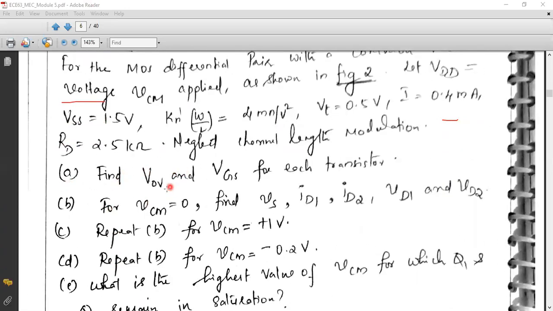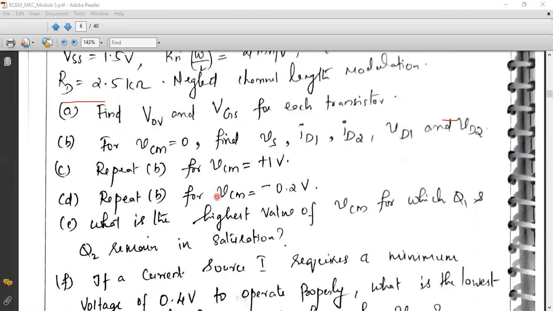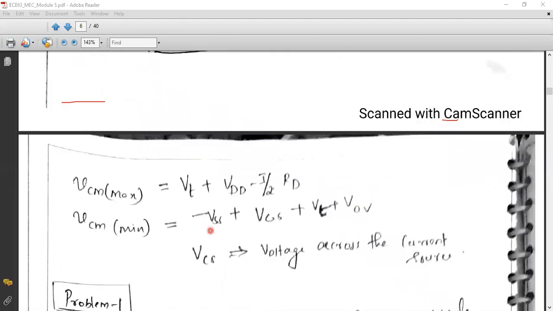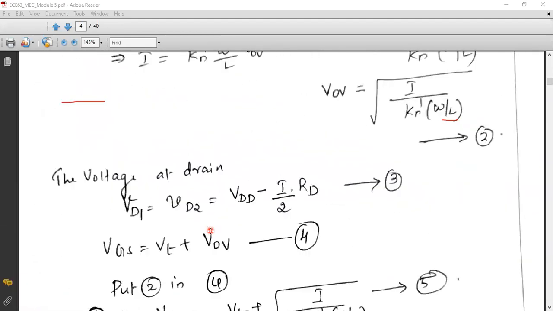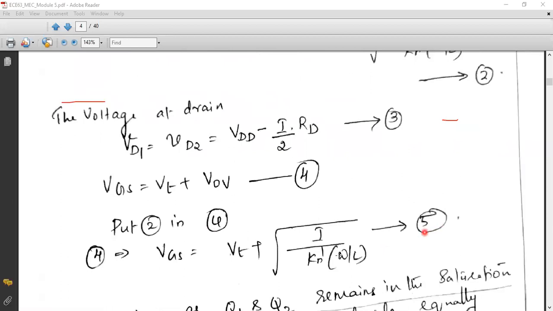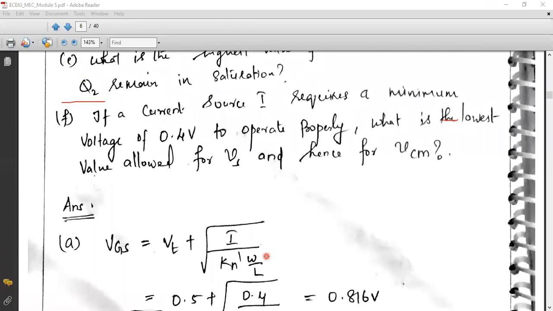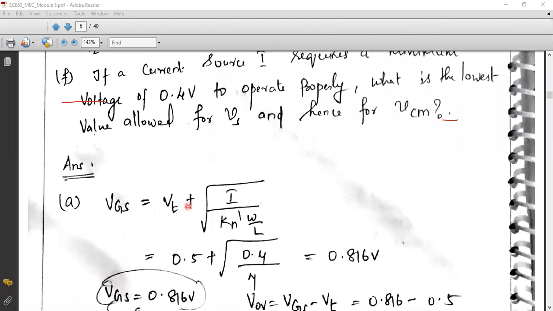First we are going to find the overdrive voltage and the gate source voltage of the transistor. In the previous derivation that we discussed yesterday, we got an equation for VGS. You need to remember that equation for a differential amplifier, that is how to write the expression for gate source voltage in terms of the overall current and the transistor parameters. Yes, this was equation number 5. VGS is equal to VT plus square root of I divided by Kn dash W by L. Write down that equation. All the parameters are given.